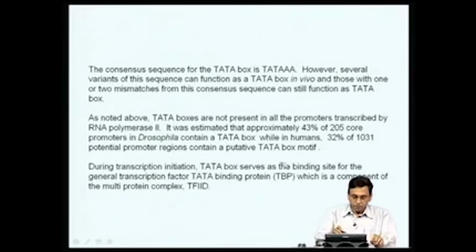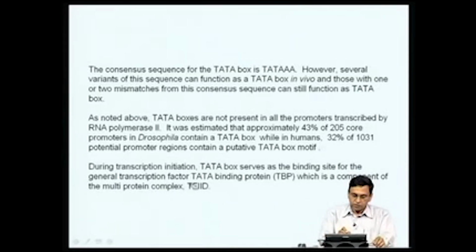In fact, it was estimated that approximately 43% of about 200 odd core promoter sequences analyzed in Drosophila contain a TATA box. So, another 60% do not contain it. Okay, 32% of about 1000 potential promoter regions contain a putative TATA box motif. So, there are many promoter sequences which do not contain a functional TATA box.